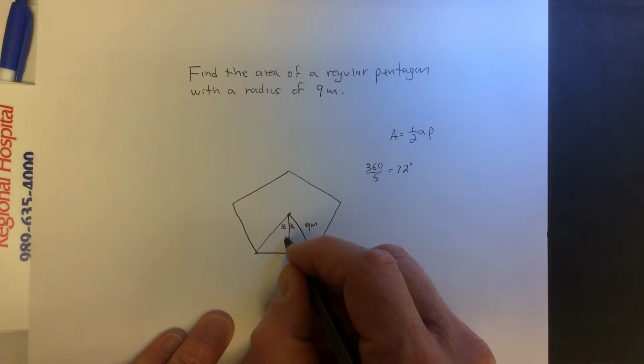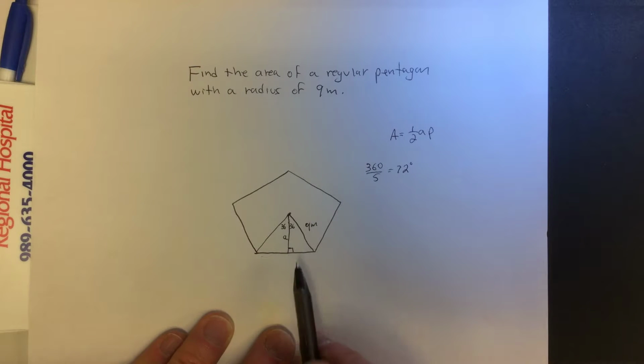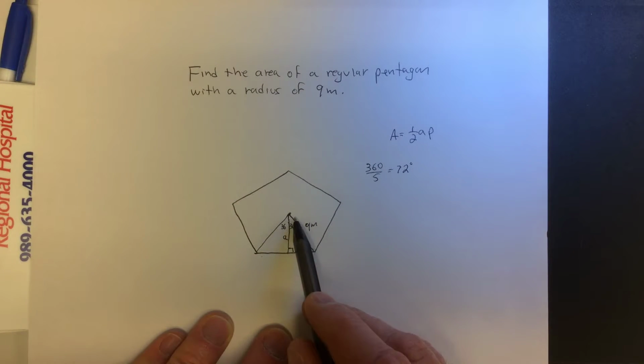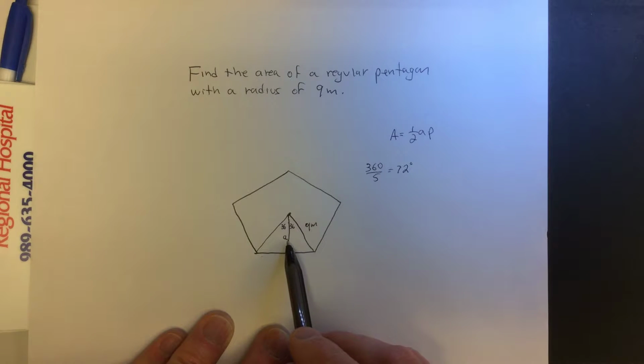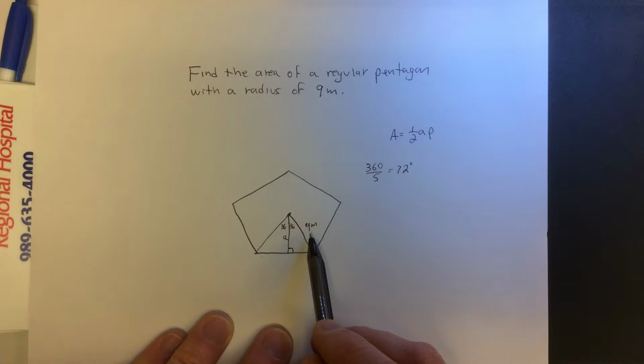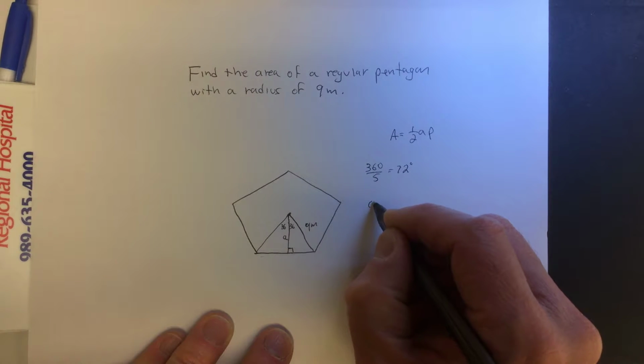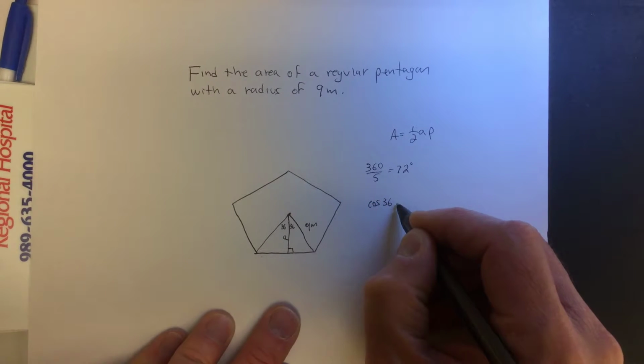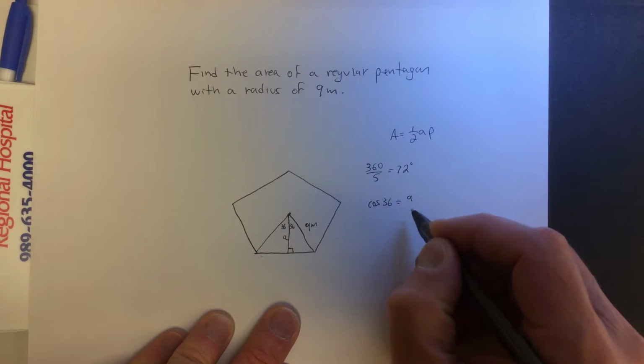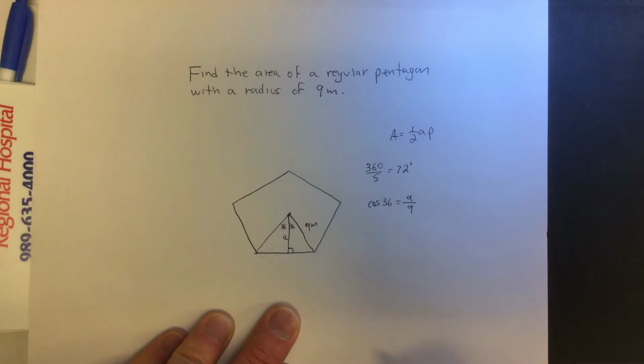I need to find the apothem, so I'm going to call this A. This is not a 30, 60, 90 triangle or any special triangle, so we're going to have to use trigonometry to do this. In this triangle I'm looking at right here, I have this angle. I want to find the adjacent leg, and I know the hypotenuse. So adjacent over hypotenuse is cosine. I'm going to use cosine of 36 is equal to adjacent leg A over 9.